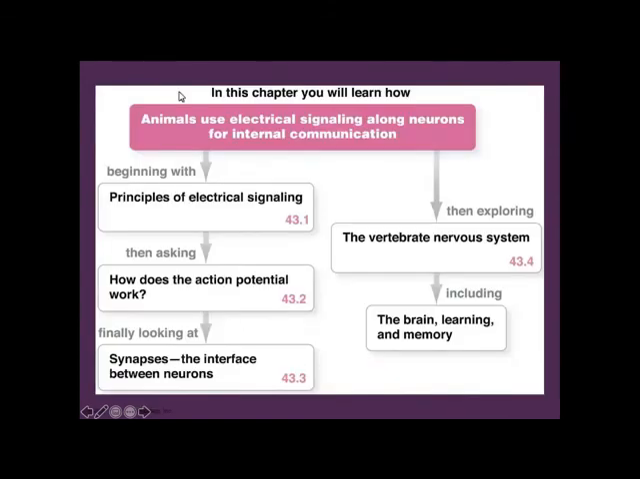All right, so hopefully in this chapter you learned how animals use electrical signaling along neurons for internal communication. You learned the principles of electrical signaling, you learned how action potential works, you figured out what happens between neurons, and then we just really briefly talked about the vertebrate nervous system. We didn't talk about the brain or learning or memory, so don't worry about that.